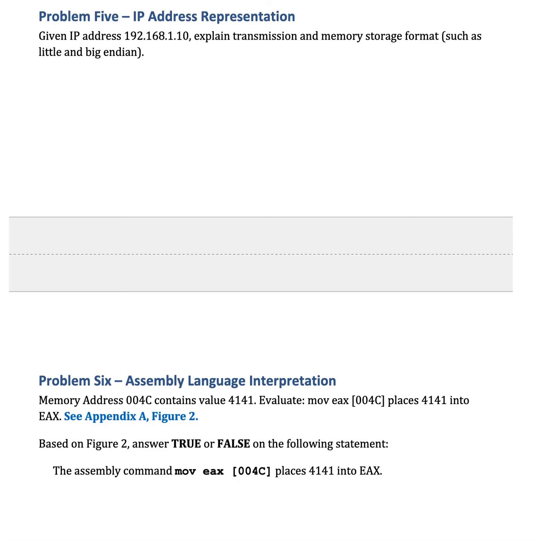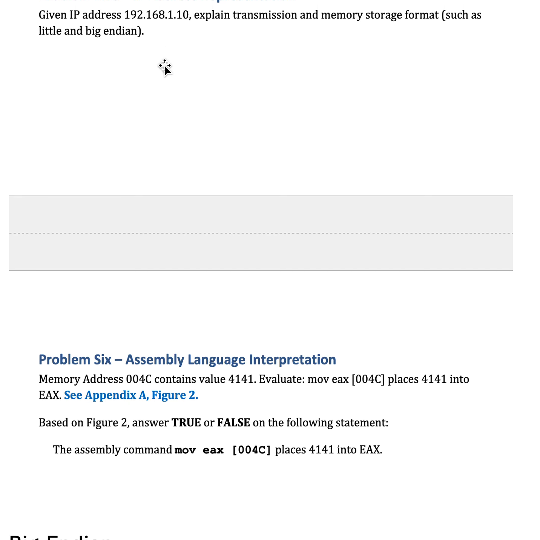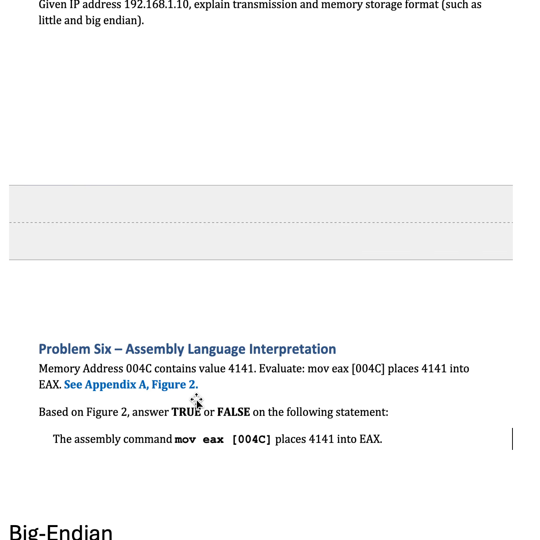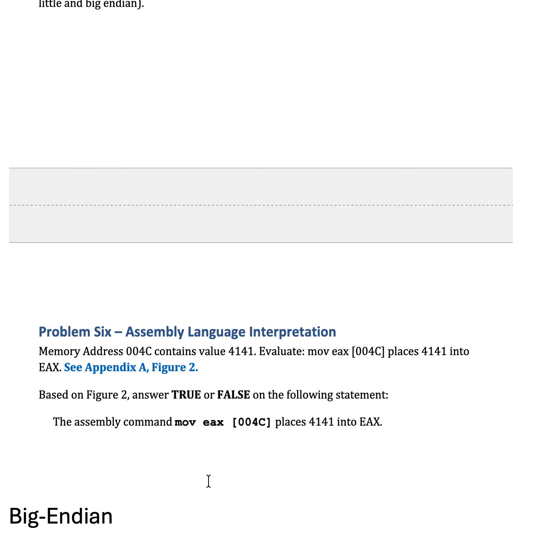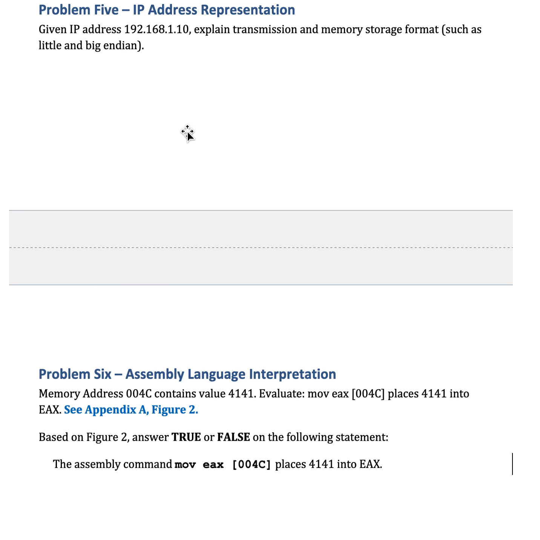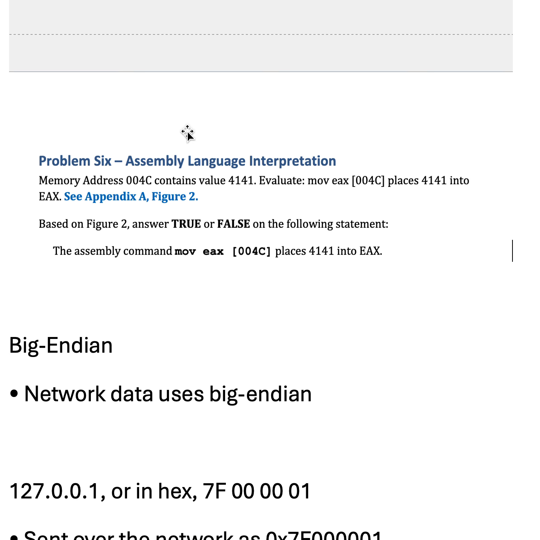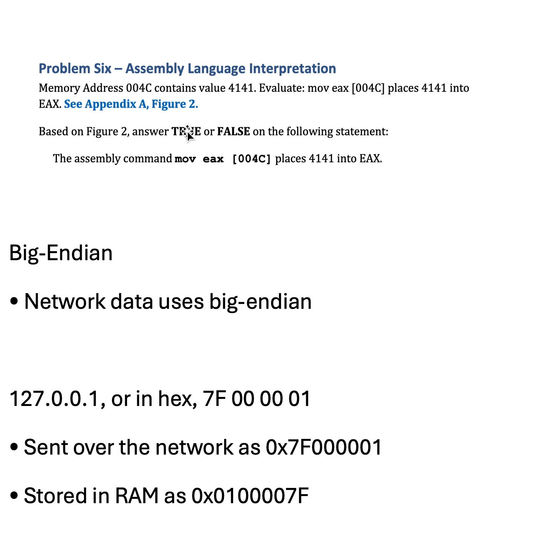Okay, problem 5 from the quiz asks you to explain how this IP address, a Class C IP address, gets transmitted through the network and how it then gets stored in memory. The next one had to do with what this assembly code means. So looking at problem 5 first, we talked about the notion of big endian versus little endian.